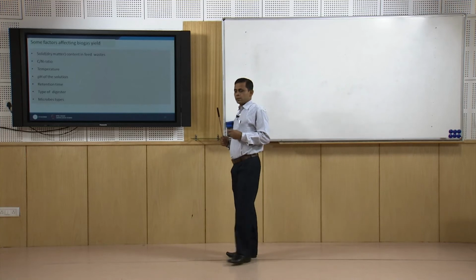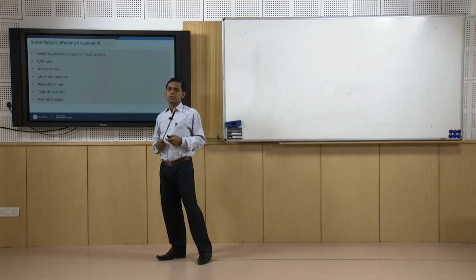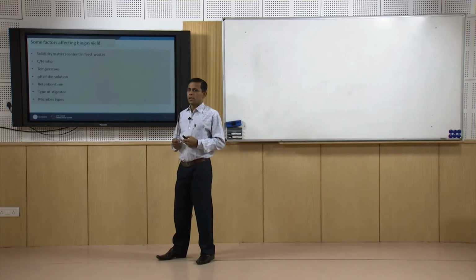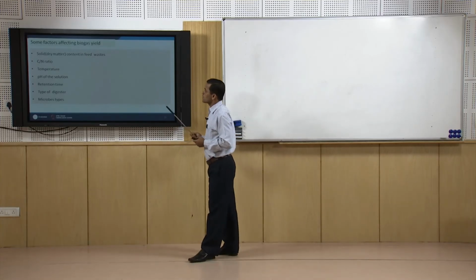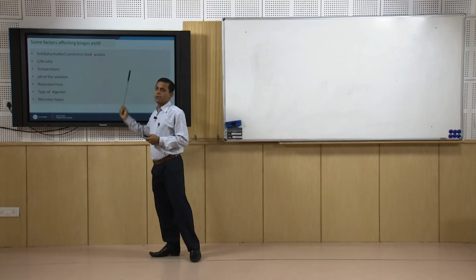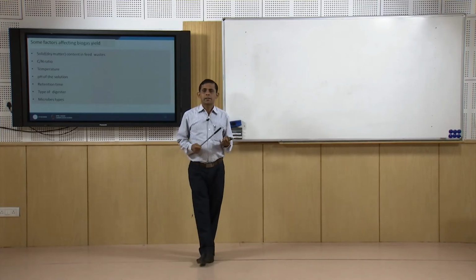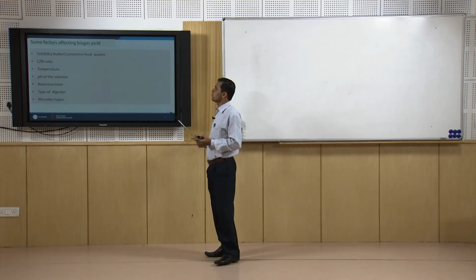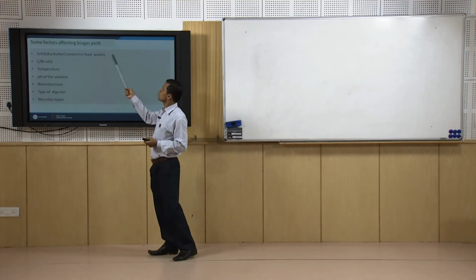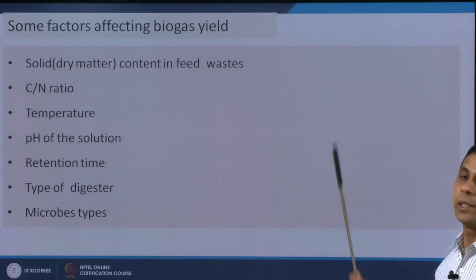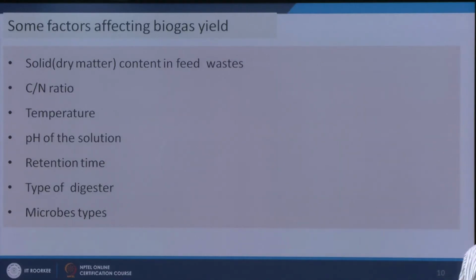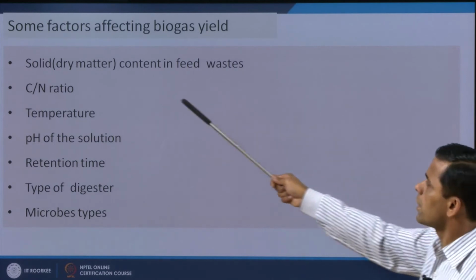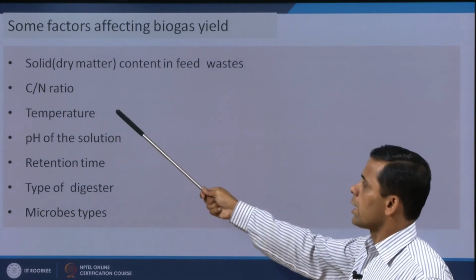Now we will see some factors which influence the anaerobic digestion process. Some important parameters are, first, the solid content in the feed waste. As we just discussed, typically 8% is maintained in conventional anaerobic digestion methods, but efforts are on to increase this to around 20% for dry anaerobic digestion. The C by N ratio, the carbon and nitrogen ratio, is also important, because nitrogen is required for the growth of the microorganisms. So the C/N ratio influences the rate of reactions and the gas production.